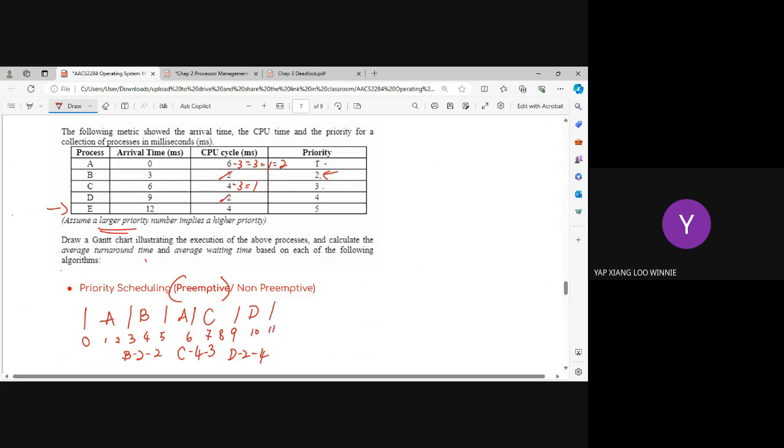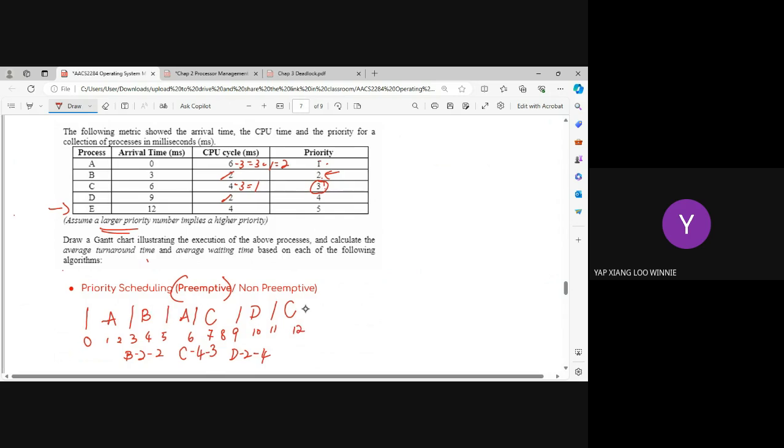Now at this point, look at here, your queue has process A and process C. Don't say whoever is shorter, I do whoever. You look at the priority. Who has the highest priority? C has the highest priority, which is 3. So that's why we continue with C for another 1 millisecond, and our C is done as well. At 12 millisecond, process E comes in with a CPU cycle of 4 and a priority of 5.